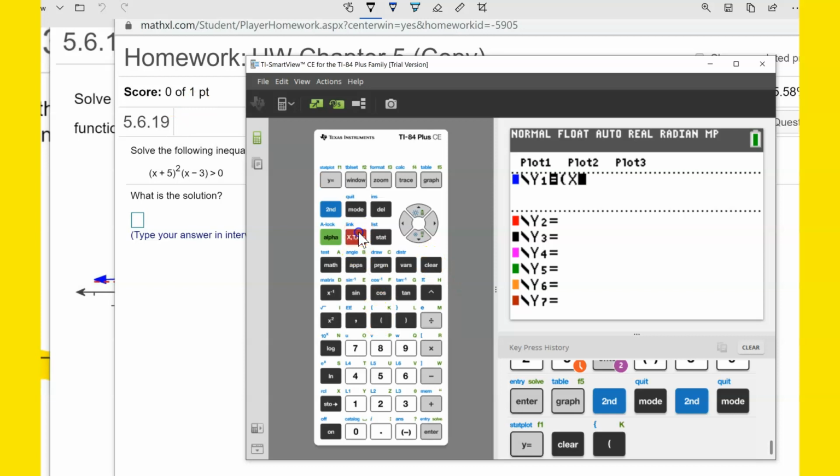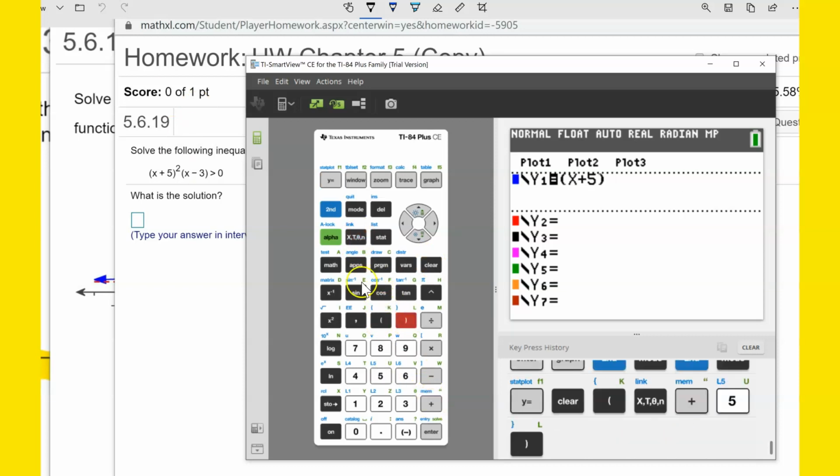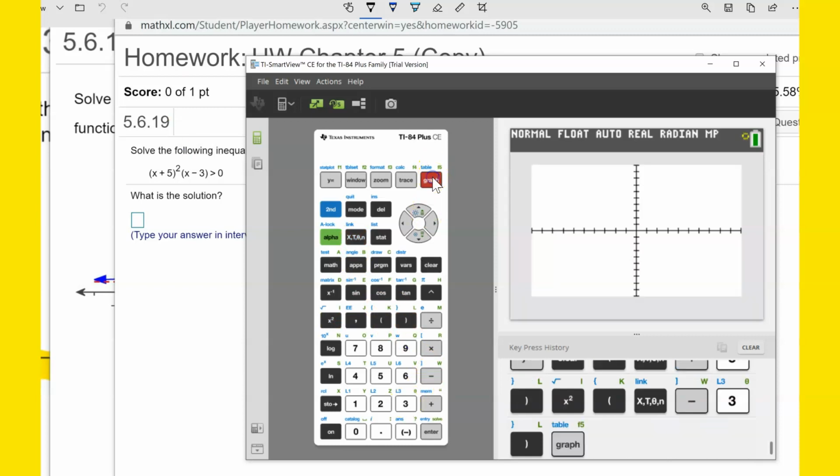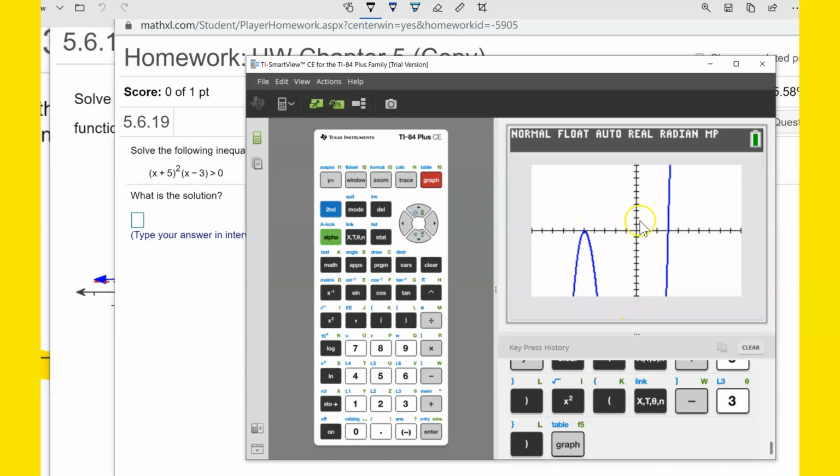So we got x plus 5 squared, and we have x minus 3, and we graph it. And we can kind of see what this graph looks like now. So we're trying to find where this thing is greater than 0, so only this part of the graph, right? So only right there. So it would be from 3 to infinity. 3 to infinity is the solution with parentheses on it.